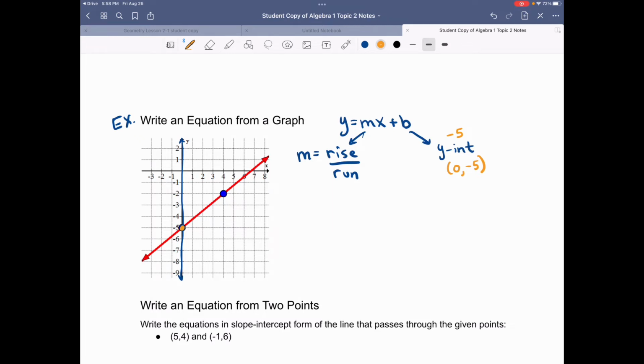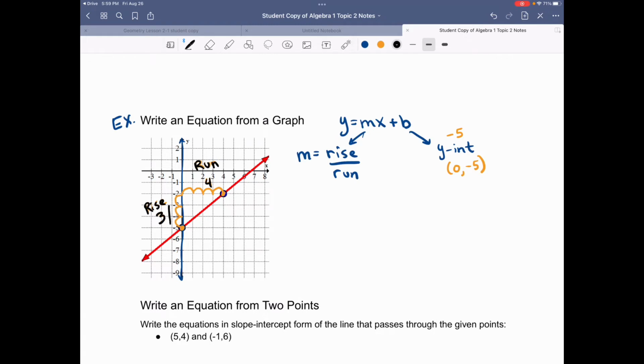And our rise over run, to figure that out, we need to go from one of the dots on our graph to the second dot on our graph. And so we're going to draw little stairs going up. 1, 2, 3. That's a rise of 3. And then we're going to go right. So these are both positive. Up is positive and to the right is positive. So our run is 4. The run is 4. The rise was 3.